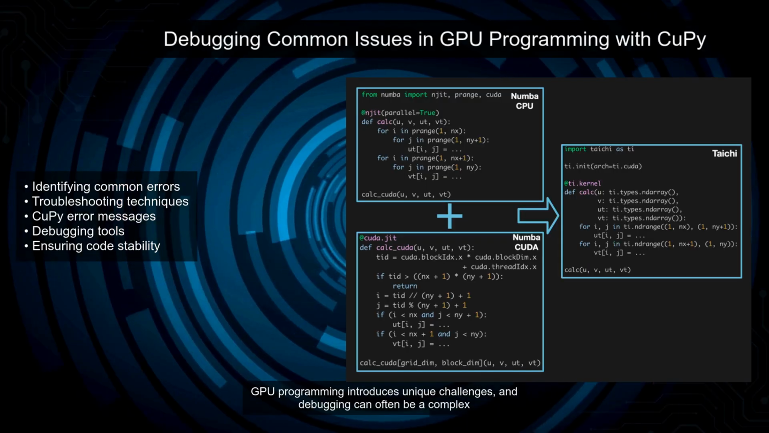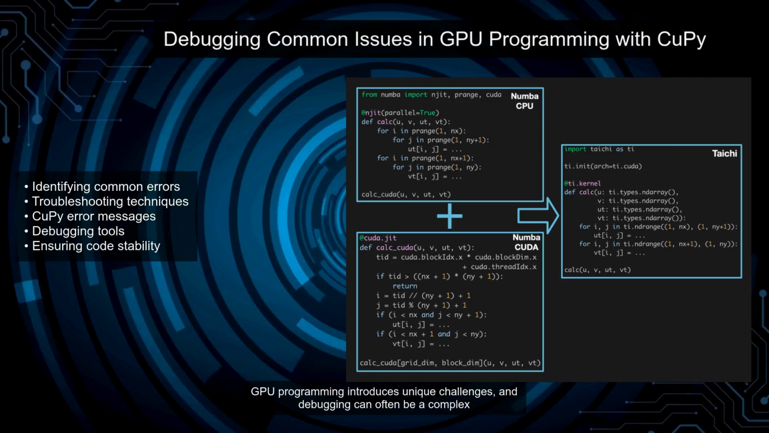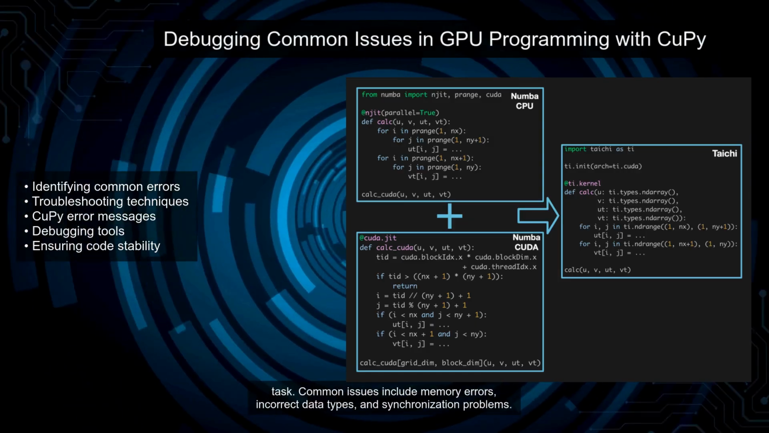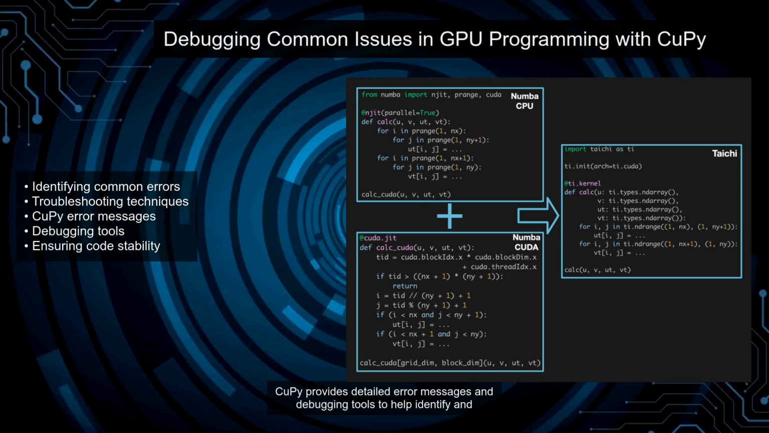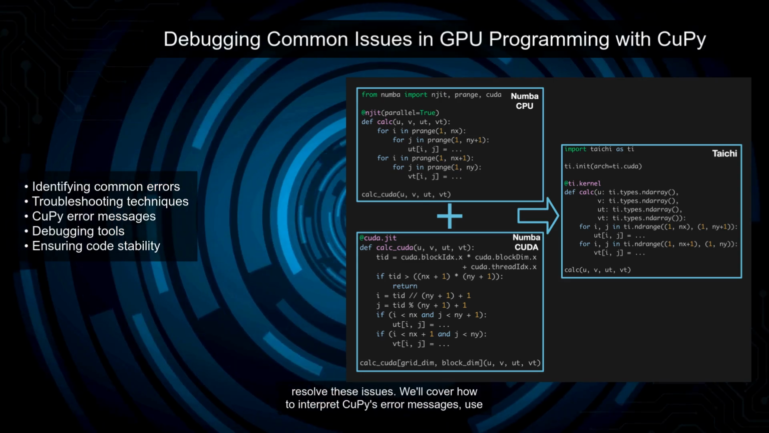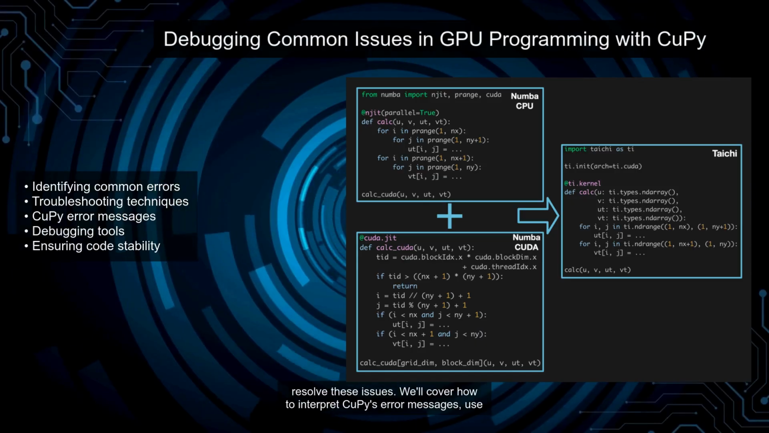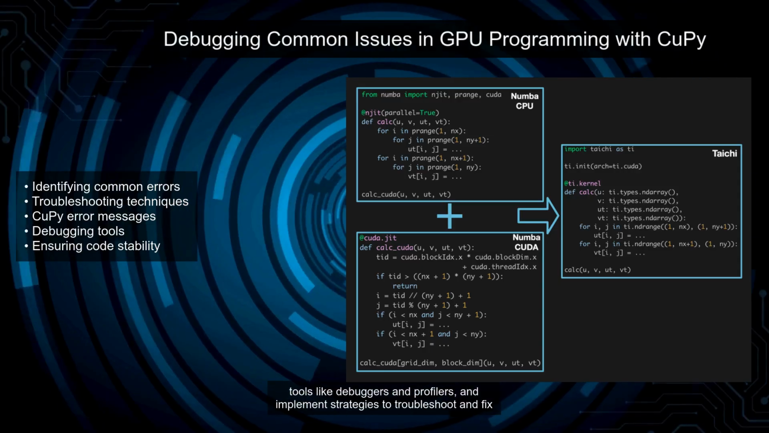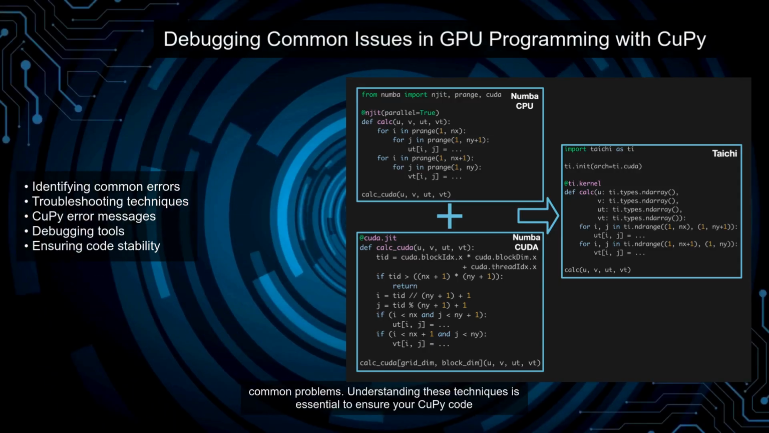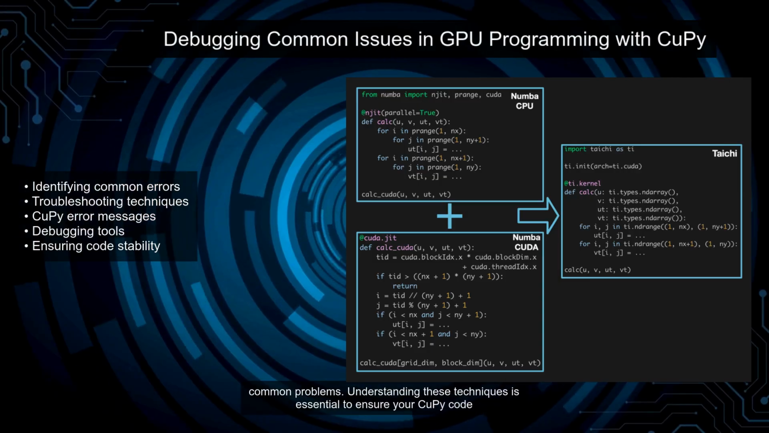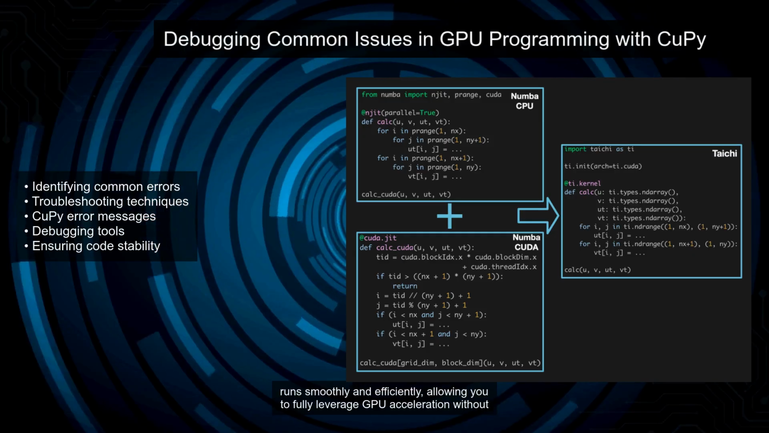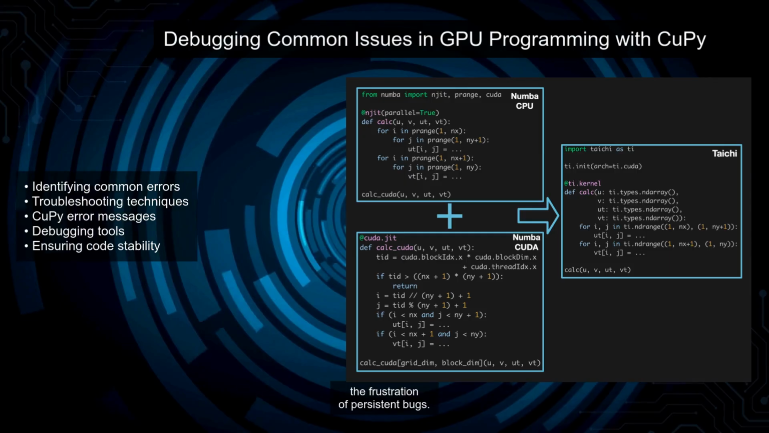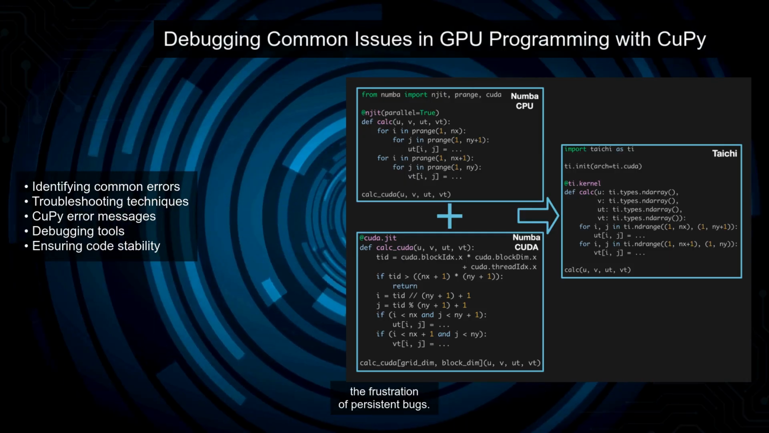GPU programming introduces unique challenges, and debugging can often be a complex task. Common issues include memory errors, incorrect data types, and synchronization problems. CuPy provides detailed error messages and debugging tools to help identify and resolve these issues. We'll cover how to interpret CuPy's error messages, use tools like debuggers and profilers, and implement strategies to troubleshoot and fix common problems. Understanding these techniques is essential to ensure your CuPy code runs smoothly and efficiently, allowing you to fully leverage GPU acceleration without the frustration of persistent bugs.